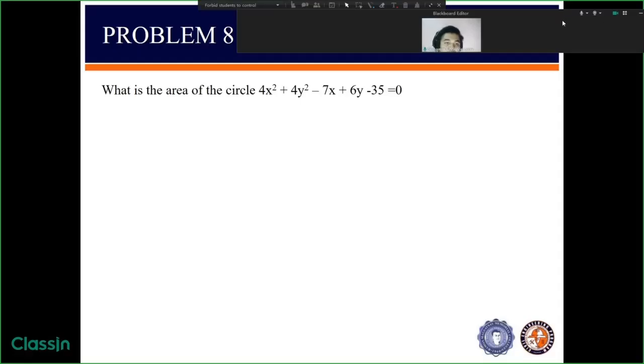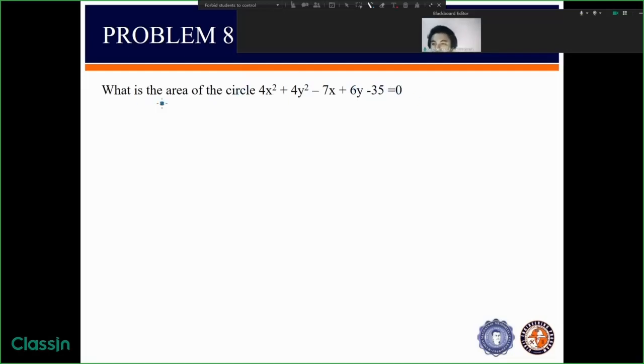So next problem is problem number 8. We have this question: What is the area of the circle 4x squared plus 4y squared minus 7x plus 6y minus 35 equal to 0? So nakikita nyo dito, yung coefficient ni x squared at saka ni y squared parehas. Kaya naging circle yan. So nasa general form pa siya kasi naka-equate siya sa 0.